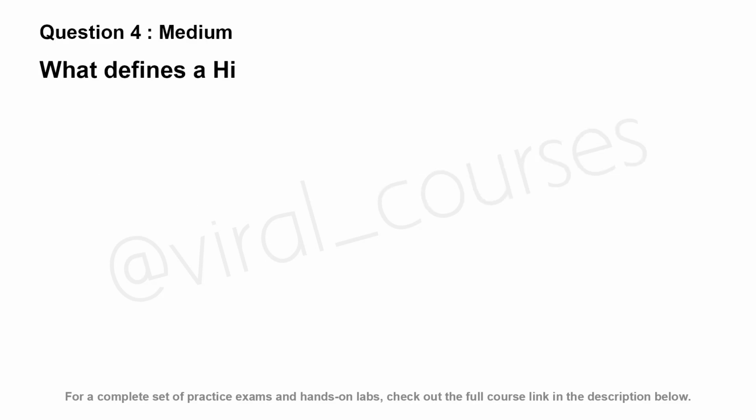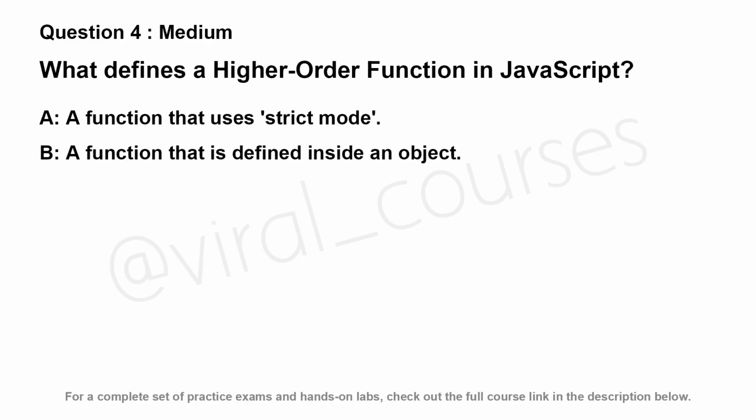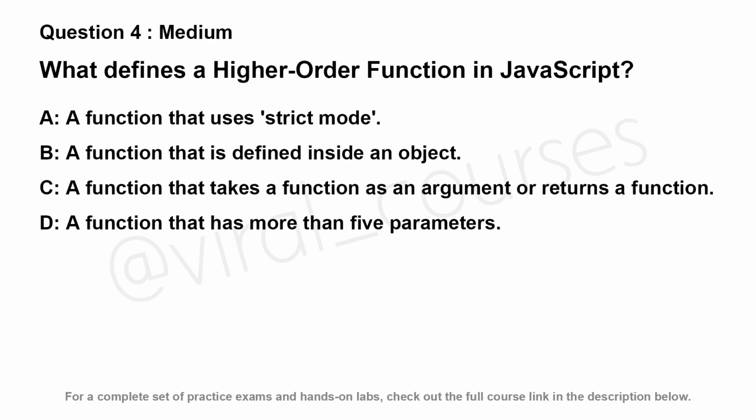What defines a higher-order function in JavaScript? Option A, a function that uses strict mode. Option B, a function that is defined inside an object. Option C, a function that takes a function as an argument or returns a function. Option D, a function that has more than 5 parameters.